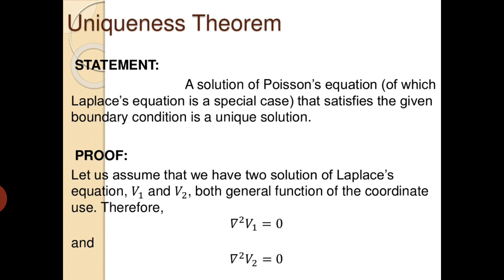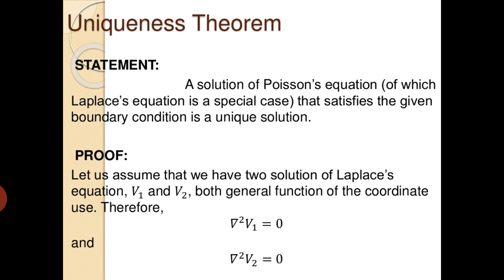Let us see by looking at the statement. What is the statement of the uniqueness theorem? A solution of Poisson's equation, of which Laplace equation is a special case, that satisfies the given boundary condition is nothing but a unique solution, right?